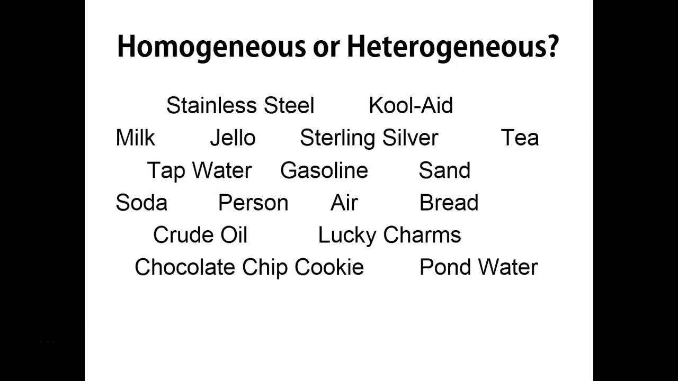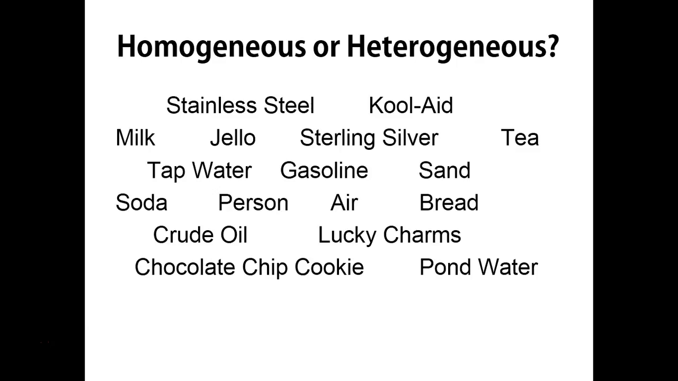Air. Air is an interesting one. If you get to a really small scale, you would consider air to be homogeneous. But if you're talking about large scale things, like in a city or something like that, air would be very heterogeneous. Different places in the city might have different types of air. So that's something to think about. Bread, I would say, is heterogeneous. The crust of the bread is different than the inside, and also there's little air pockets inside of the bread, which I think makes it heterogeneous. Crude oil is also heterogeneous.